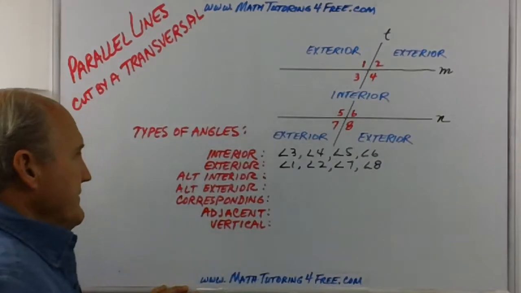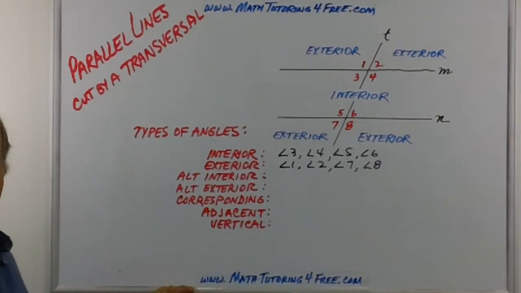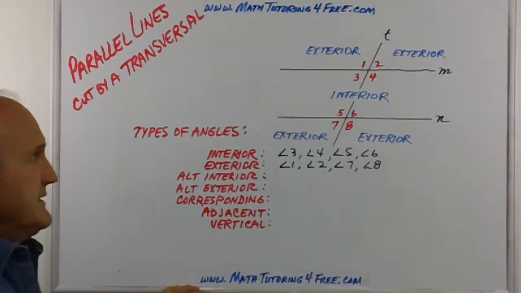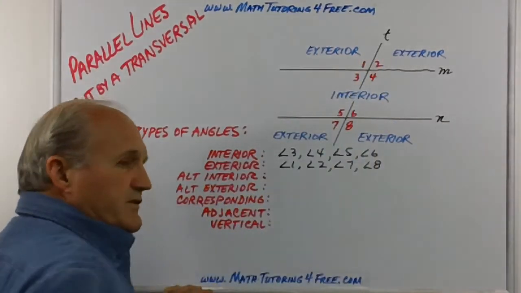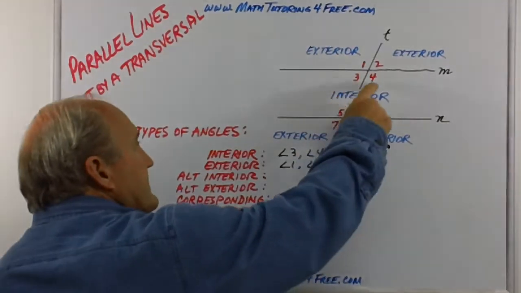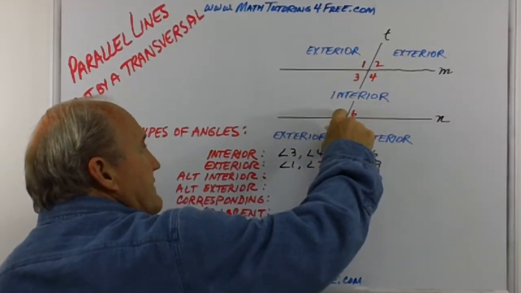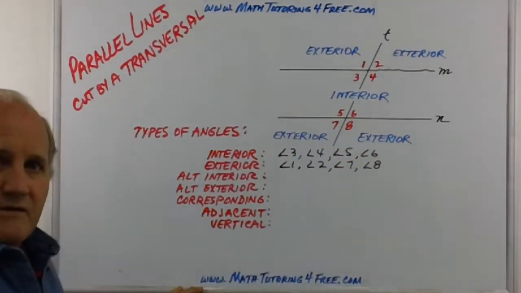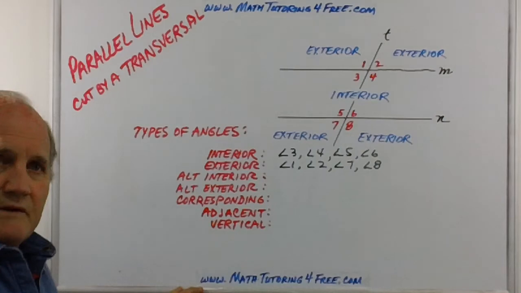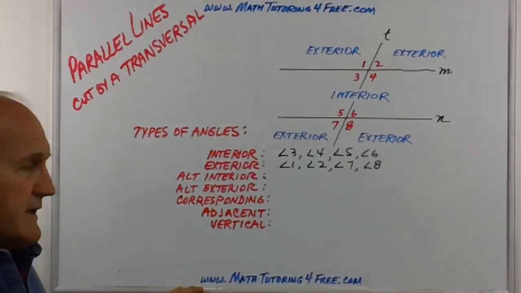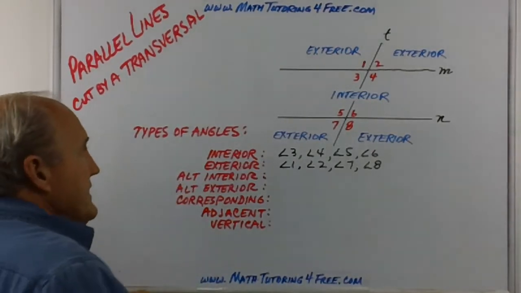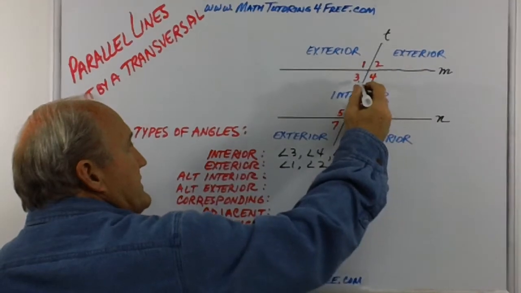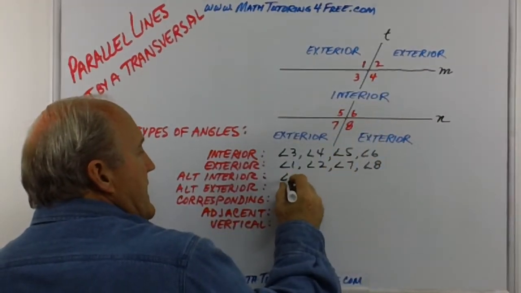Those are exterior. Now, we also talk about alternate, and when we say alternate, we're talking about the alternate sides of the transversal. In other words, 1 is on the alternate side of 2. 4 is on the alternate side of not only 1, but 3, 5, and 7. So make sure that you understand which side of the transversal the angles are on. And when we talk about alternate interior, the alternate interior pair in this case would be 3 and 6.